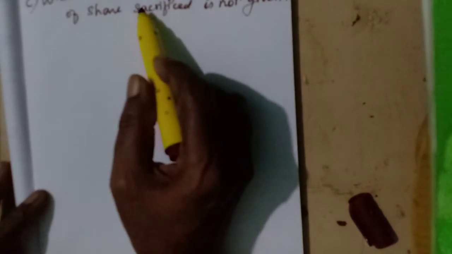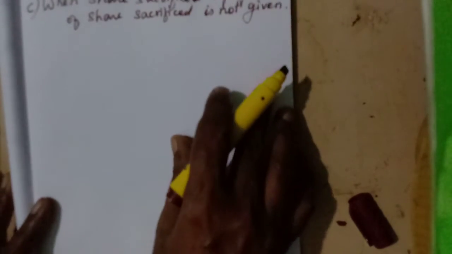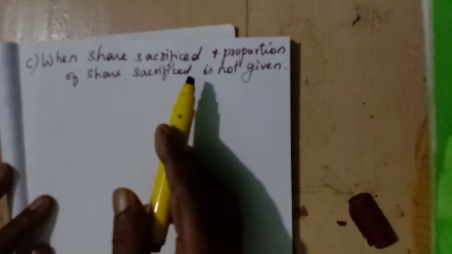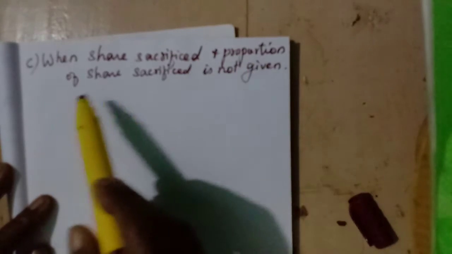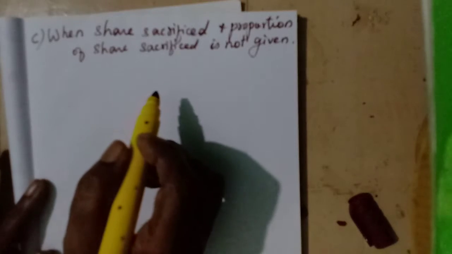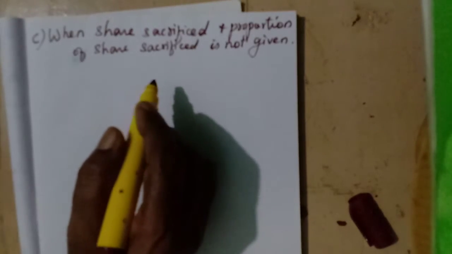Here, the share sacrificed is also not given, and the proportion of the share sacrificed is also not given. How to calculate the new profit sharing ratio? Okay, both are not given. Now we have seen the proportion of share sacrificed, 3:2. That also is not given. Only they will give the new partner's share. Old ratio and new partner's share alone are given. How to calculate the new profit sharing ratio?